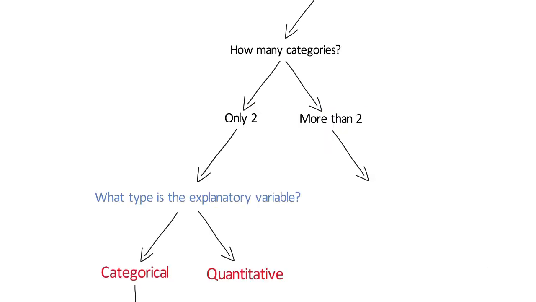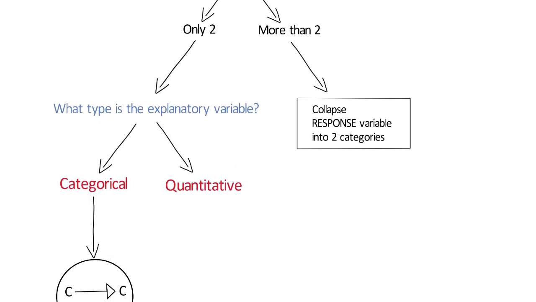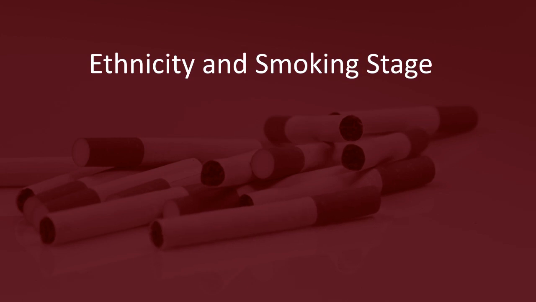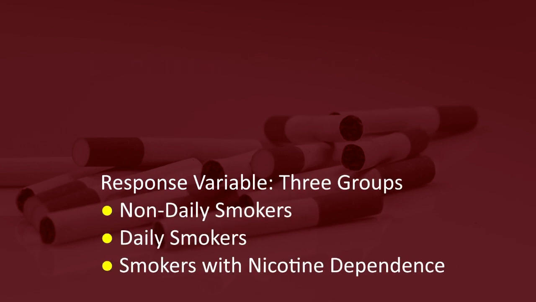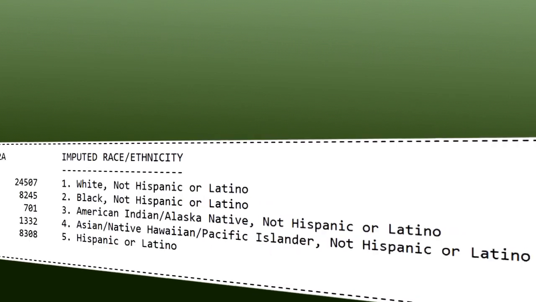What decisions need to be made if the response variable has more than 2 categories? In this case, we would need to collapse a response variable's categories into 2 categories. To demonstrate this, we'll have to modify the research question. So let's modify the research question to look at the association between ethnicity and smoking stage. And we'll create a response variable that categorizes young adult smokers into 3 groups: non-daily smokers, daily smokers, and those with nicotine dependence. These are the ethnic groups recorded in the NESARC codebook. This sample can be described with these 3 smoking categories.